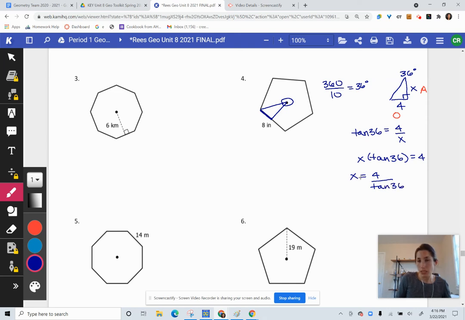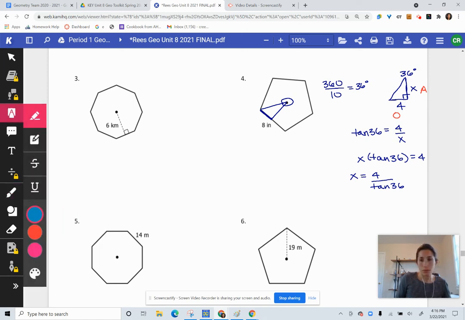So once we know this length here, the height, we have the base of this triangle and the height of this triangle. Base times height divided by 2 would be the area for just this one little triangle. And then you just have to multiply by how many of those triangles fit into the shape. That process will be the same for question 5. The only difference will be the angle. The central angle is going to be different.